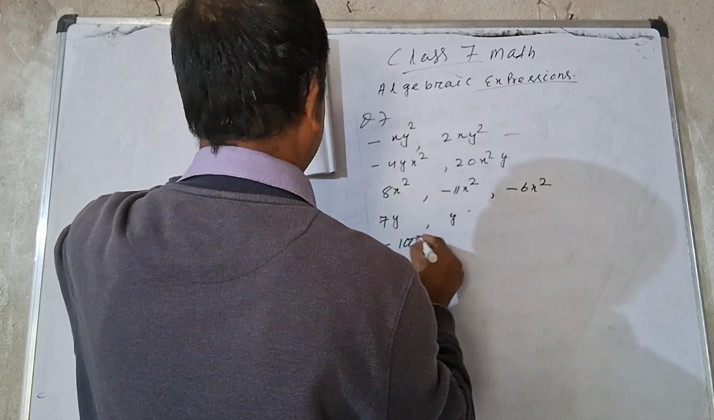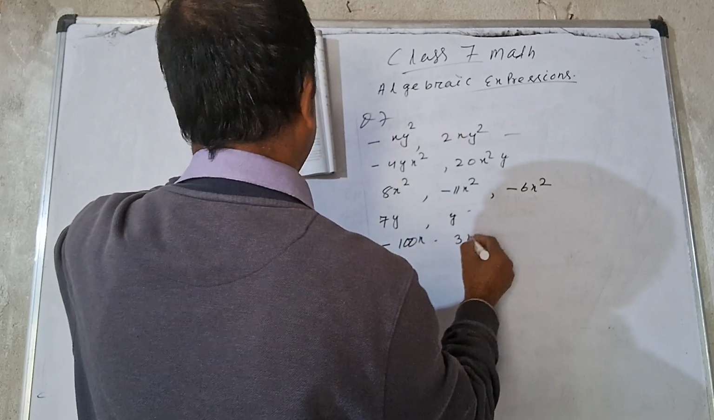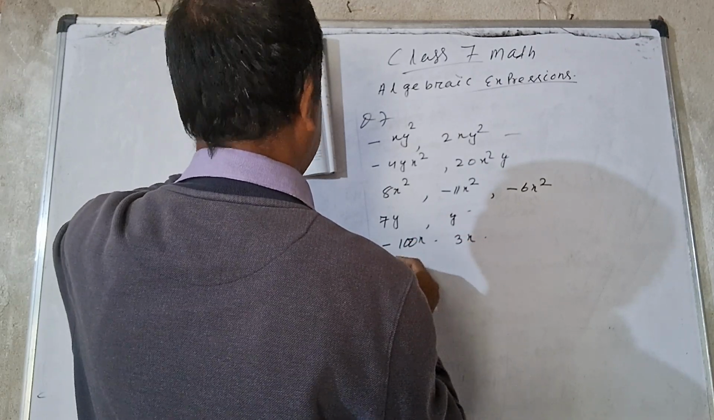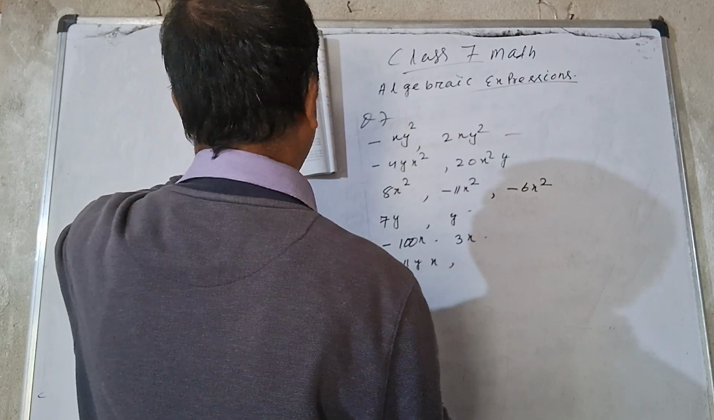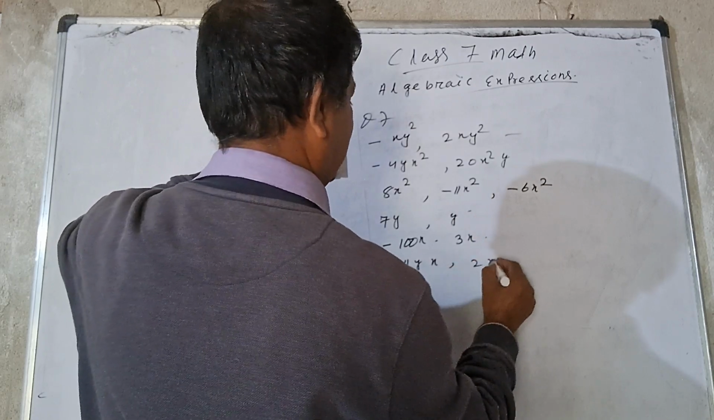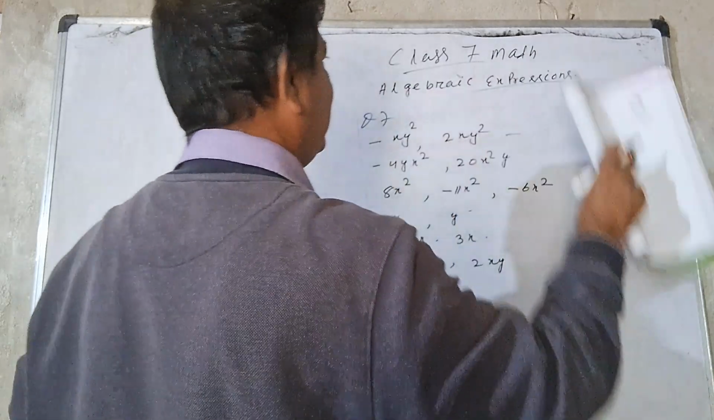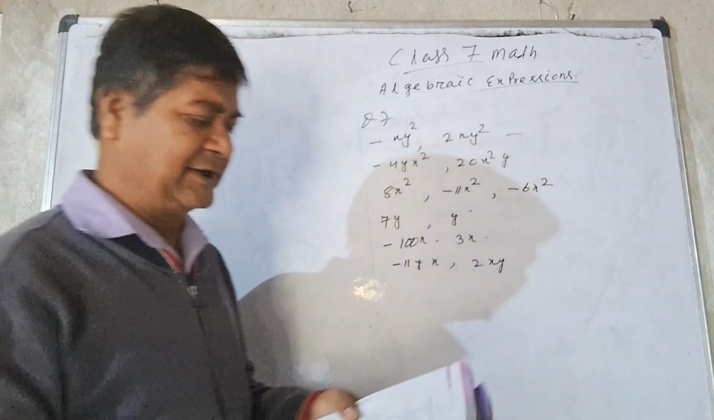Minus 100x, the like term is 3x. Similarly, minus 11yx, the like term with this term is 2xy. In this way, you will be able to do your exercise 10.1.